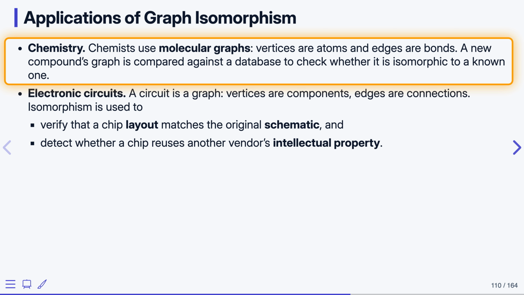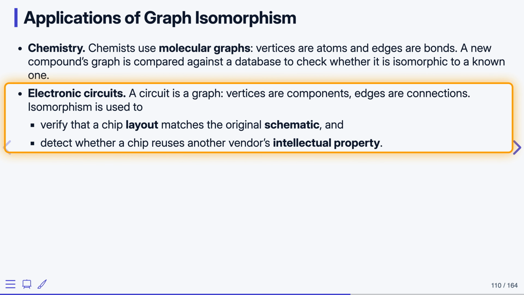Why should we care about graph isomorphism? Because it shows up in real work. First, chemistry. A chemist can draw a molecule as a graph. Each atom is a vertex. Each chemical bond is an edge. When a new compound is made, its graph is compared to a big database of known compounds. If it is isomorphic to one already there, then it is not new.